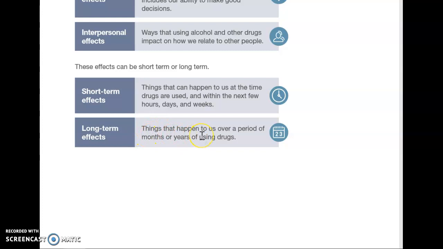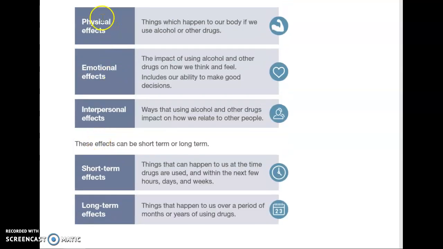Long-term effects more relate to things that happen once you've taken alcohol. You might have been out one night, drunk a lot of alcohol and spent a lot of money, and now you've got no money for a long period of time because you've spent it all on booze. Or you might have done something silly with your money while under the influence. It might be interpersonal, where you've said something to someone which is going to affect your relationship with them in the long run because of what you said while under the influence. So as you can see, they're either short-term or long-term, and they relate to all of these areas of physical, emotional, or interpersonal.